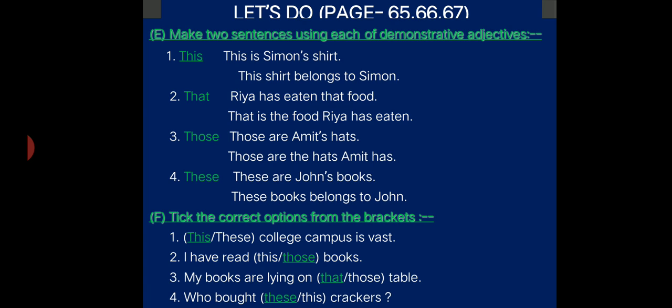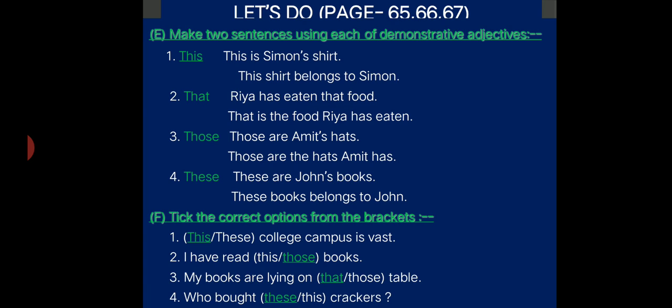Let's do pages 65, 66, and 67 for practice work. Let's start with part E. You have to make sentences using each of the demonstrative adjectives. आपको एक demonstrative adjective दिया गया है. इनसे आपने दो दो sentences बनाने हैं. The first one is this.